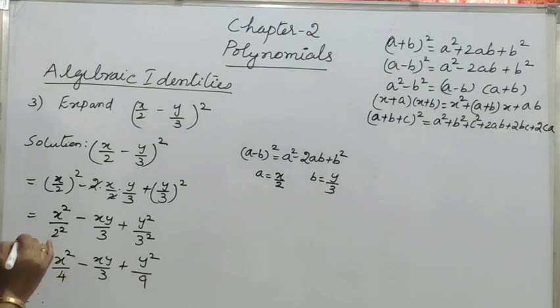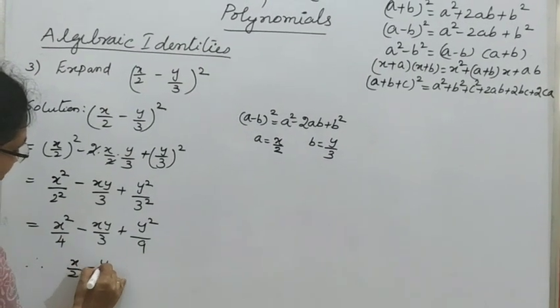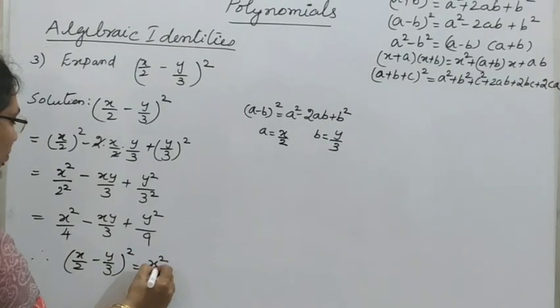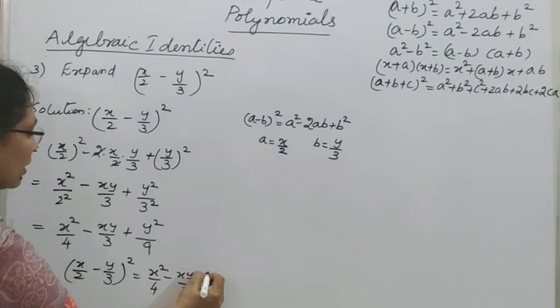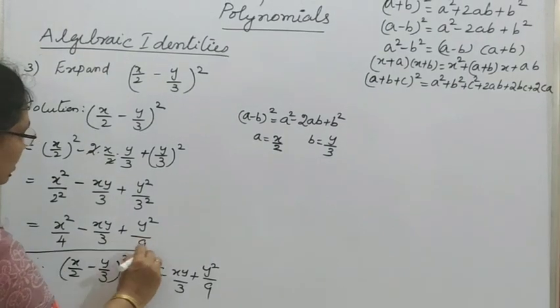So once again, last step, conclusion: x by 2 minus y by 3 whole square equal to x square by 4 minus xy by 3 plus y square by 9. Put it in a box.